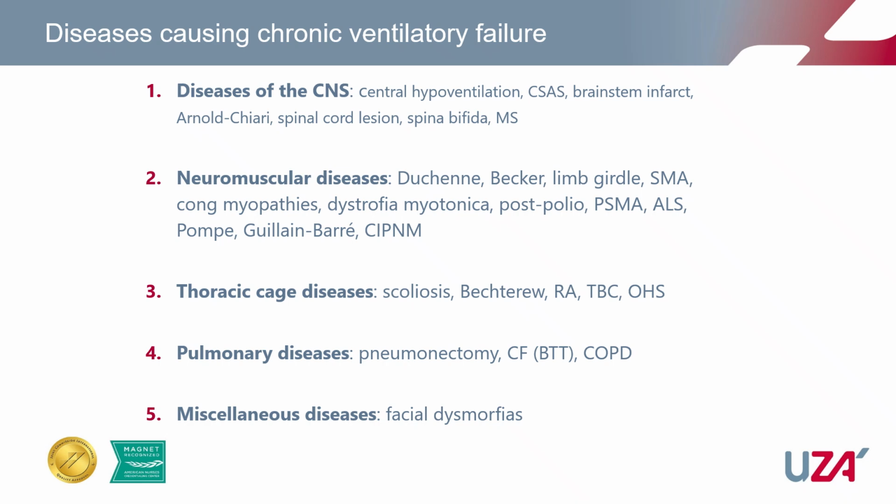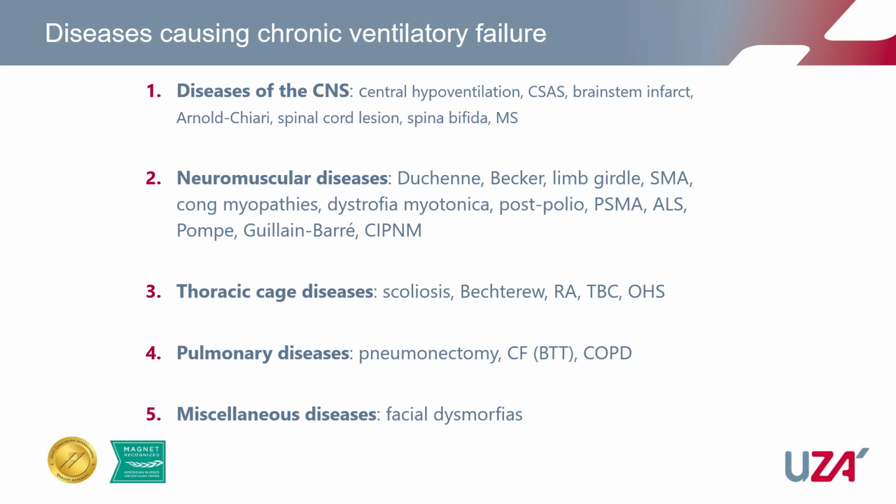In this slide, several causes of chronic ventilatory failure are presented according to origin. There are several diseases of the central nervous system, like central hypoventilation, central sleep apnea, a spinal cord lesion, and spina bifida. The largest group are the neuromuscular diseases with Duchenne's or Becker muscular dystrophy, limb girdle muscular dystrophy, dystrophia myotonica, amyotrophic lateral sclerosis, and Pompe's disease.